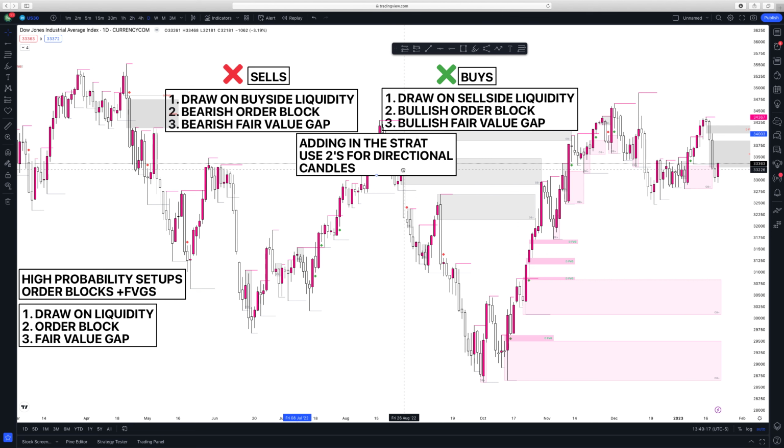So go ahead and take a quick screenshot of this because I will be deleting this off my chart to get into showing you guys what it would look like when you're taking sales based off a draw on buy side liquidity, a bearish order block, and a bearish fair value gap, or when you're taking buys, a draw on sell side liquidity followed by a bullish order block with a bullish fair value gap, and adding in a strat for extra confirmation using tools, which is directional candles in the market. So go ahead, take a quick screenshot because I'm about to delete this right now.